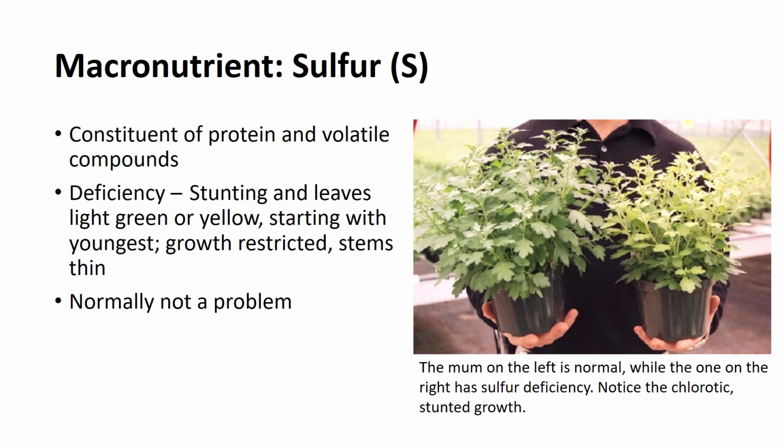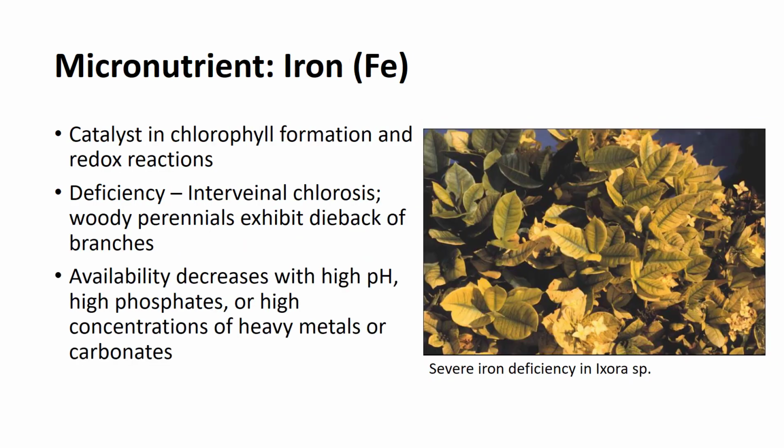Growth is restricted and stems are thin but remain erect. However, sulfur deficiency has not been a problem in the production of nursery crops. Perhaps this is due to its presence in most complete fertilizers as a contaminant and in various forms of nitrogen, phosphorus, and potassium salts that are used in the production of nursery crops. It is also an air pollutant in industrial areas.